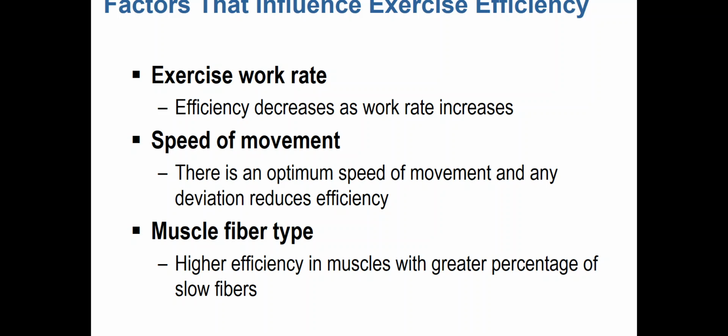Type 1 muscle fibers, or oxidative muscle fibers, are much more efficient than, say, type 2X muscle fibers, primarily because type 2 muscle fibers are subject to much more fatigue. So in all three of these factors, the central component here is the rate of fatigue. If there's an increase in work rate, then there's probably going to be more fatigue. If the speed of the movement increases, then the person is going to experience more fatigue. And if they have a muscle fiber type that is less fatigue resistant, then that's also going to influence their exercise efficiency.